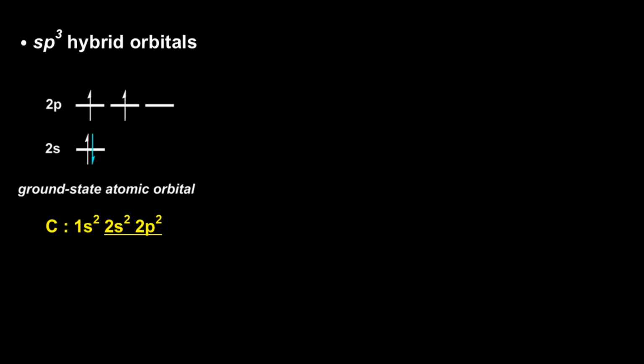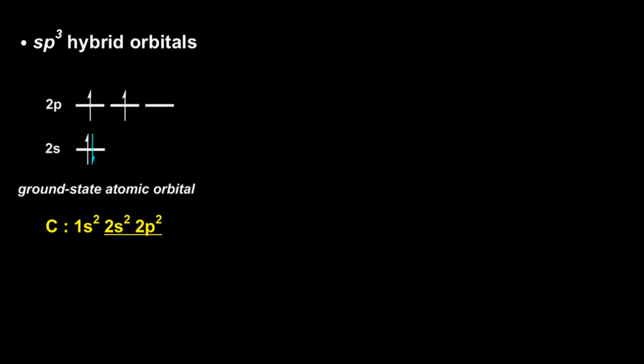So here's what's happening. Carbon has 6 electrons total, and in its ground state, its electron configuration is 1s2, 2s2, 2p2. That means, in the second energy level, there's 1 2s orbital with 2 electrons and 3 2p orbitals, but only 2 of those p orbitals actually have electrons. So right now, we've got 2 paired electrons in the 2s orbital and 2 unpaired electrons in 2 of the 2p orbitals.